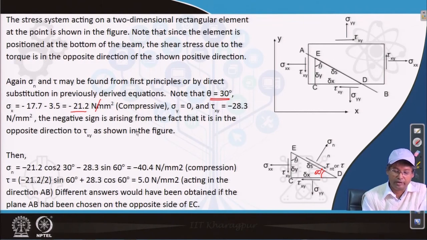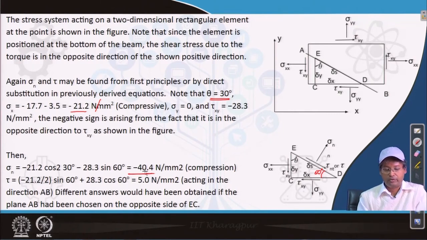The negative sign arises from the fact that it is opposite in direction to tau xy as shown in the figure. Now, we simply substitute the values in the equations and we get that sigma n is equal to minus 40.4 Newton per millimeter square. So, it is minus, that is the reason it is not in this direction, it is in this direction, and it is compressive in nature.